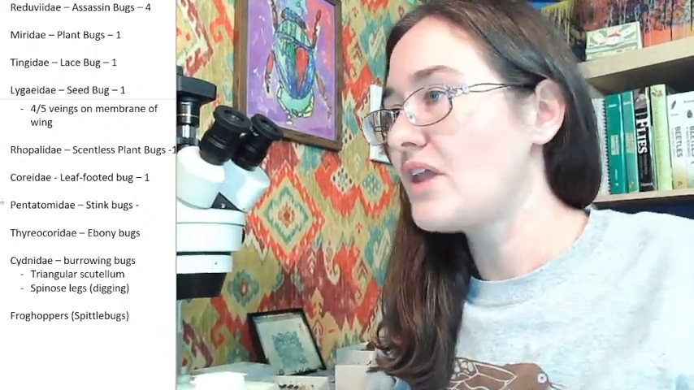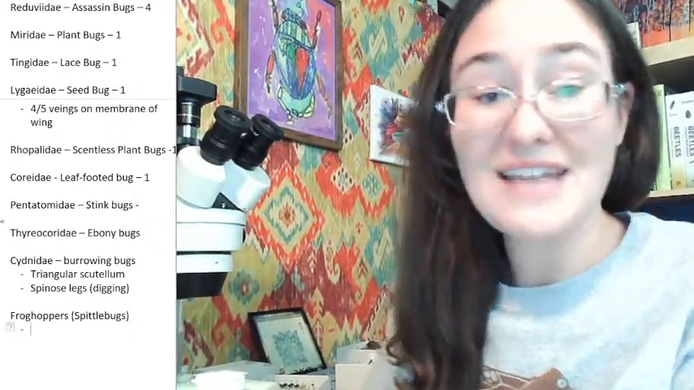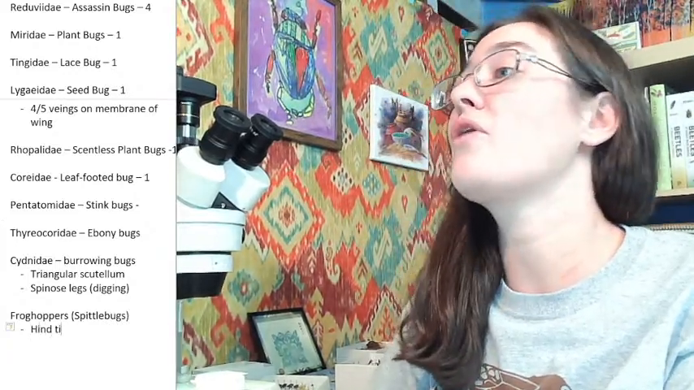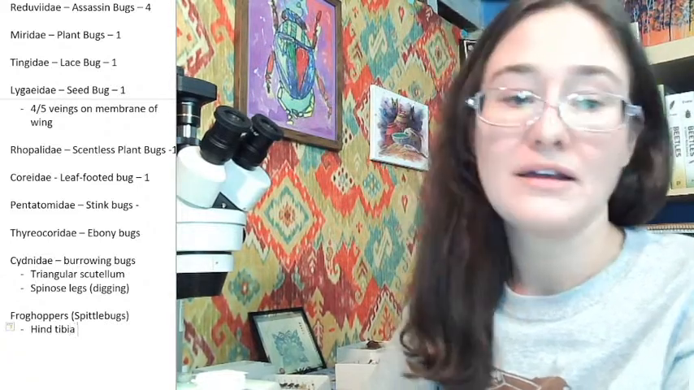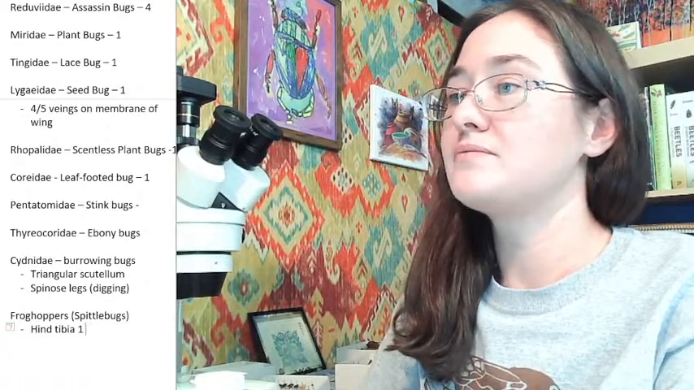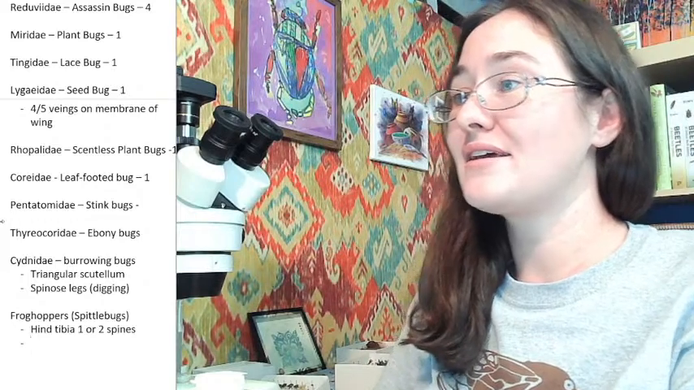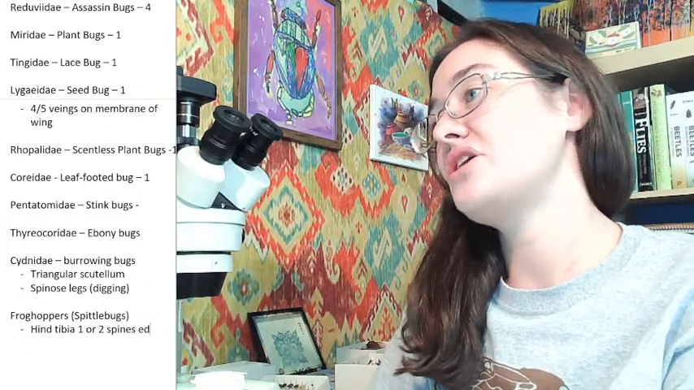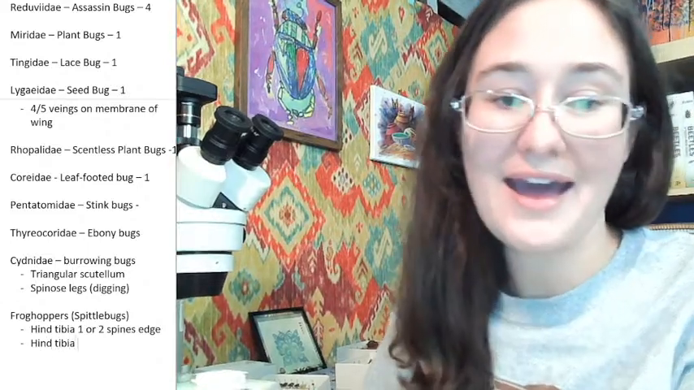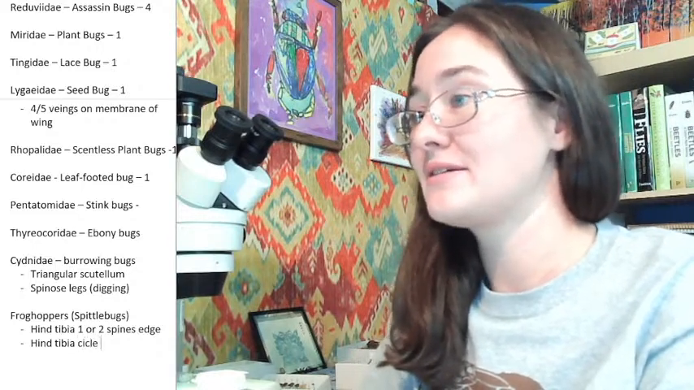They're called spittle bugs. So they kind of spittle all over the place, and then they create this little bubble hangout, and then they feed on the plant underneath. And that's what they do as it matures. And then once they become adults, they get wings, and they have the ability to jump and fly like other hoppers. All right. So with frog hoppers, the identifying characteristic is going to be that the hind tibia, or the back leg, has only 1 or 2 spines along the edge. And then it also has a circle of spines at the end.